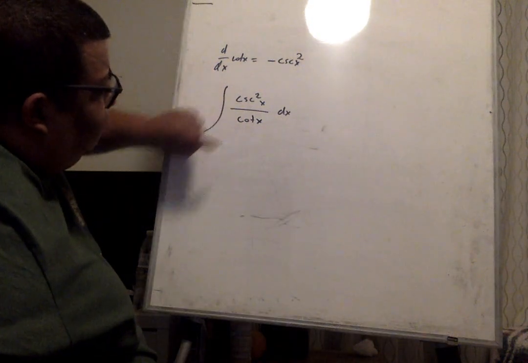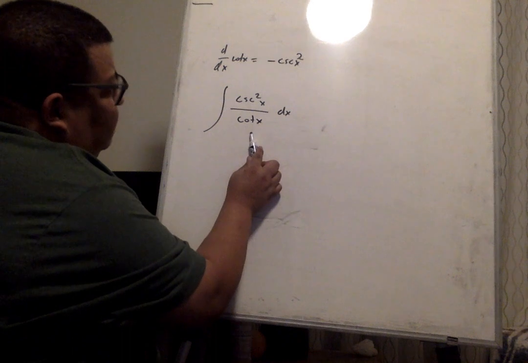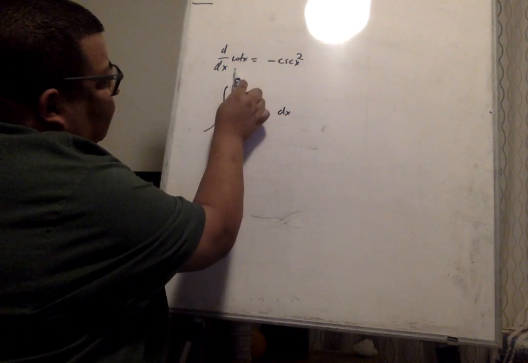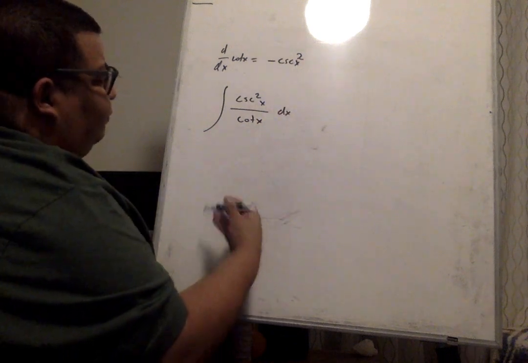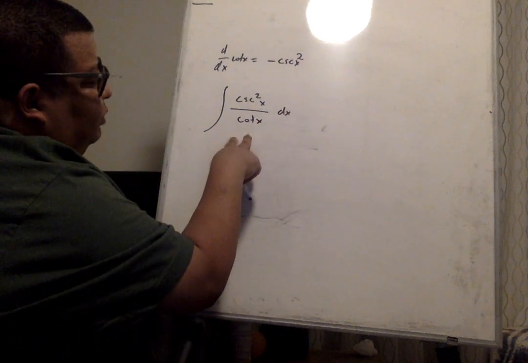In this video we're going to take the following integral: cosecant squared x over cotangent x. To do this integral we need to use this rule: the derivative of cotangent of x is equal to negative cosecant squared x, because we're going to do a substitution here.